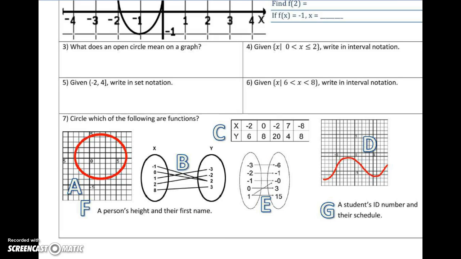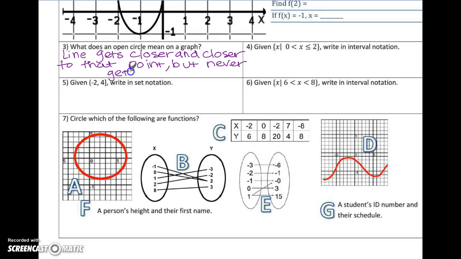What does an open circle mean on a graph? It means that the solutions, or the line, we'll just say the line, gets closer and closer to that point, but never actually gets there. Never gets there. So that point's not included as a solution. Open circle on a graph.